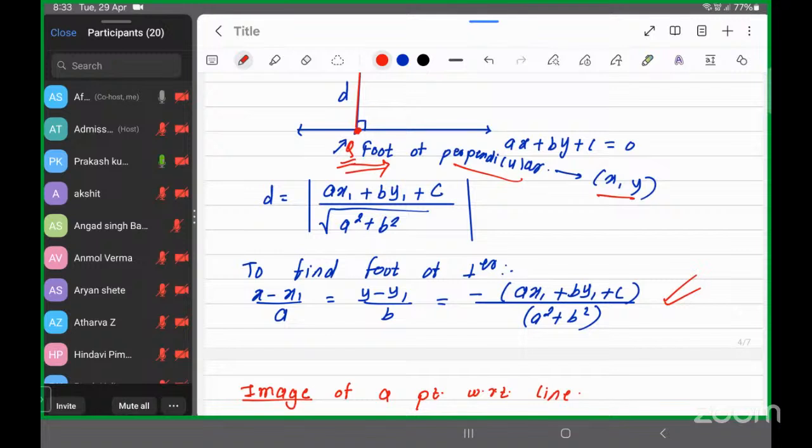Okay, sir. Okay. Okay, sir. Let's see now. We are going to learn about distance and direction sense.